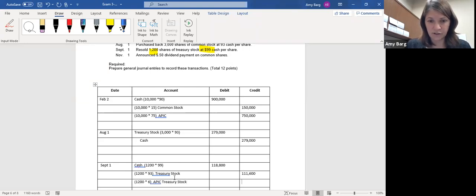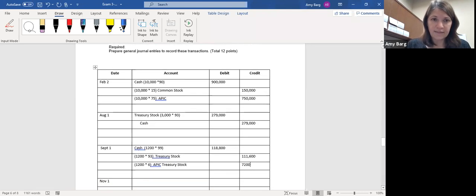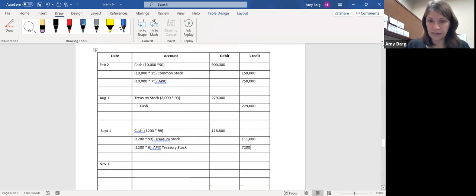It's the gain on the treasury stock, because we bought it back at 93 and sold it for 99, so there was a $7,200 gain, but we don't call it a gain. We just put it in this additional paid-in capital treasury stock account. And then we're going to issue dividends.